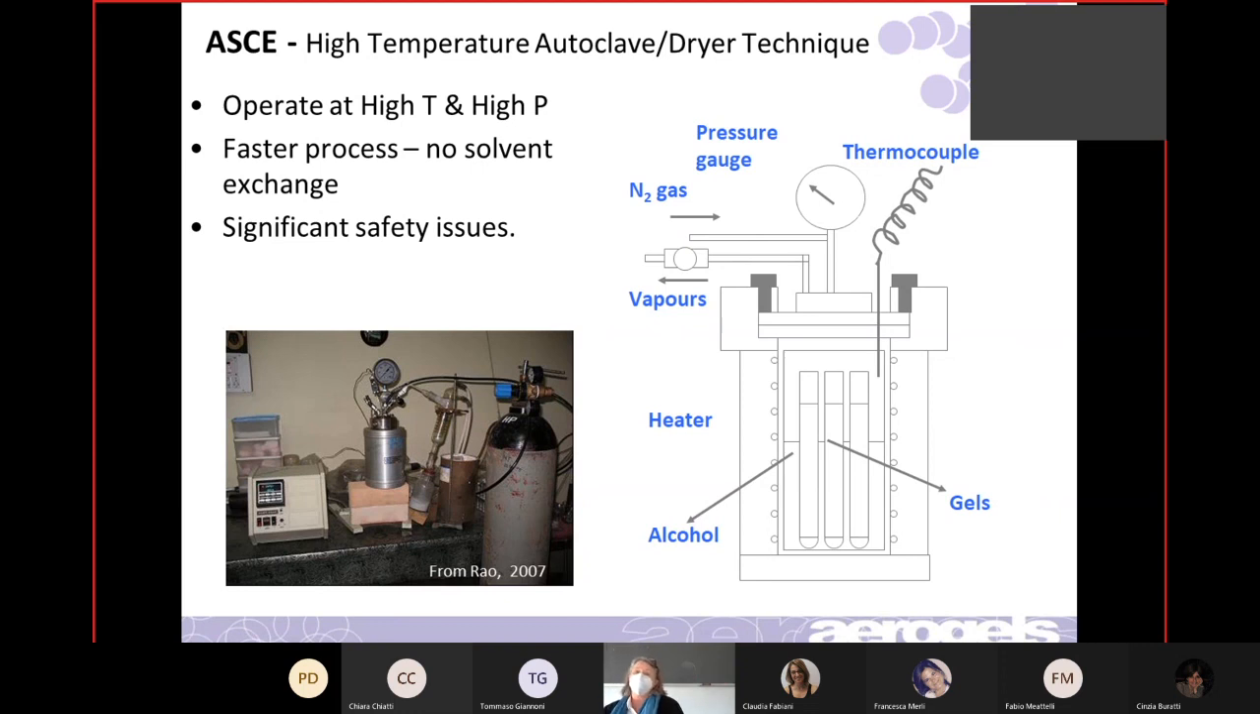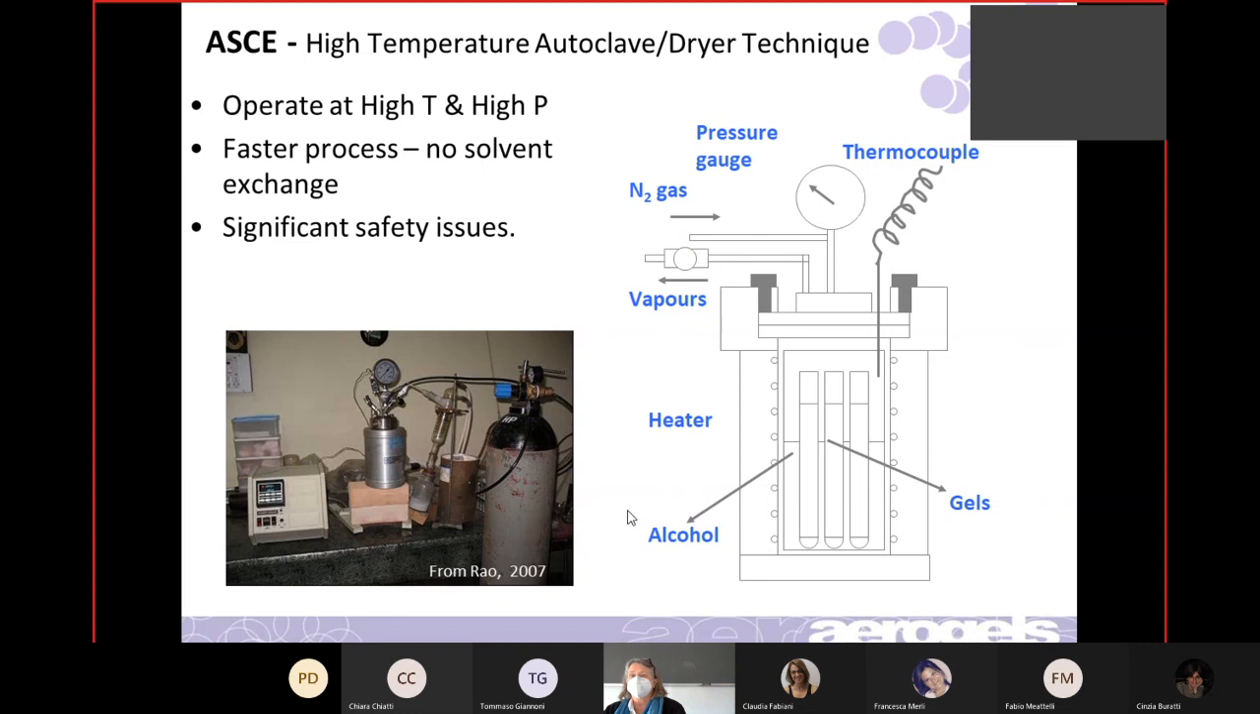But there's significant safety issues with this because you have this entire volume filled with a flammable liquid, right? There's a classic case of a factory burning down, exploding because of this method. They still use it in some places. Some people still use it. So yeah, it was in the 80s that this was developed.